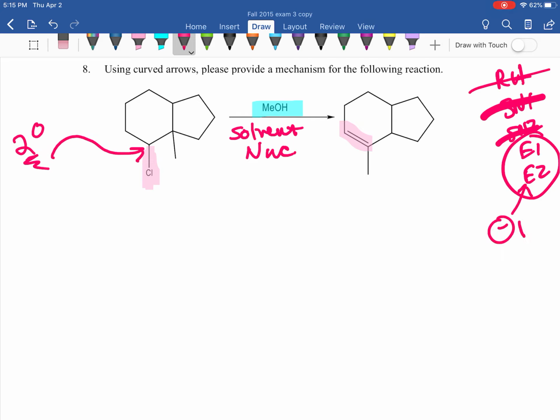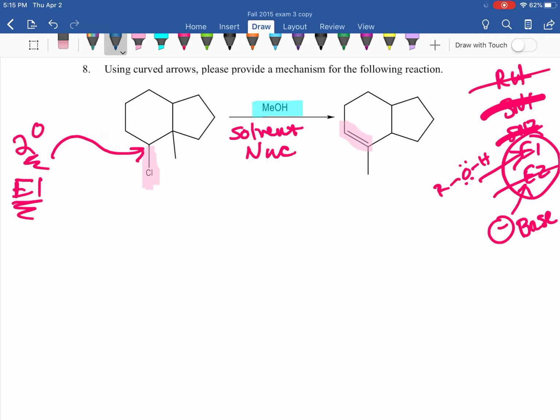E2 has a nice negative, strong base, and an E1 is nice and neutral, something with a lone pair. So this is definitely an E1. E1s are awesome, especially secondary, because they rearrange. All right, so let's see if we can figure out what happened here.